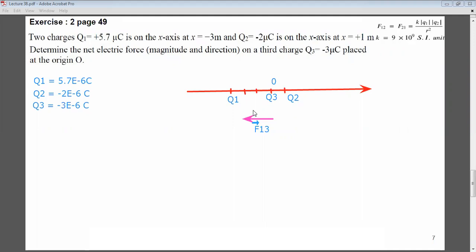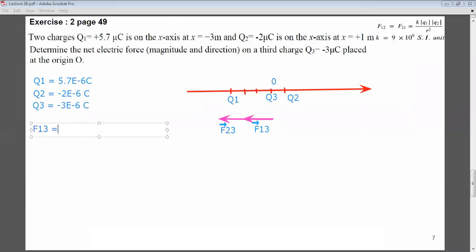Then I want Q2 on Q3. Q2 is negative, Q3 is negative, so it's a repelling force. So Q2 is repelling Q3. So it's also in this direction because it's repelling it. So this is F23. Then we get the magnitude of each of them.